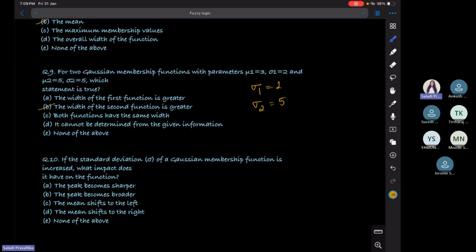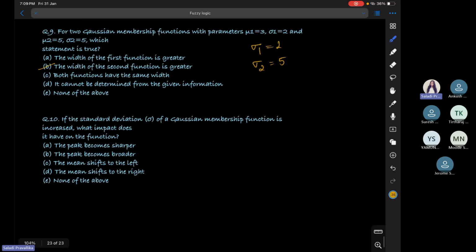Okay, let's look at the last question. If the standard deviation of a Gaussian membership function is increased, what impact does it have on the function? If it is increased, then the peak becomes broader. Increasing the standard deviation causes the Gaussian function to spread out, resulting in a broader peak and a more gradual slope on either side. So the peak becomes broader.